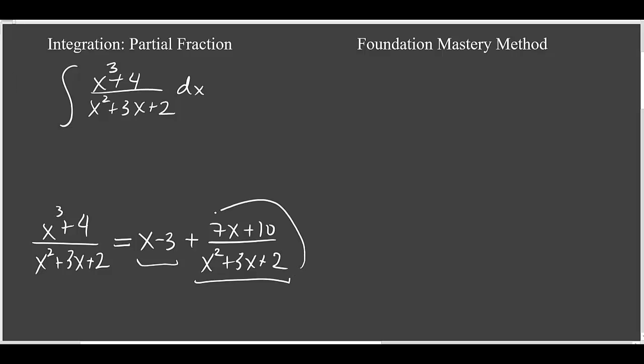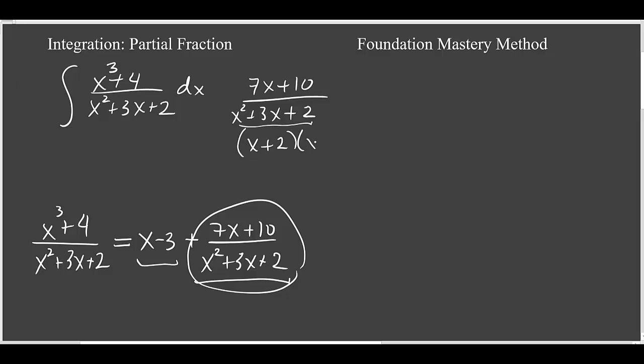So now let's look just at this part right here. How are we going to decompose 7x plus 10 over x squared plus 3x plus 2? Well, this right here is a quadratic, but it can be factored into two linear factors, namely x plus 2 and x plus 1. So that means that our decomposition will be A over x plus 2 and some constant B over x plus 1.